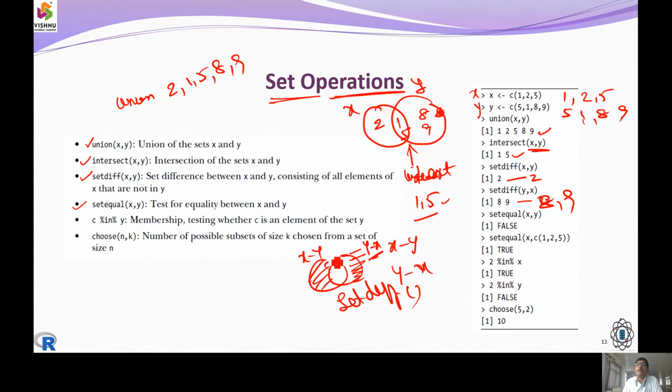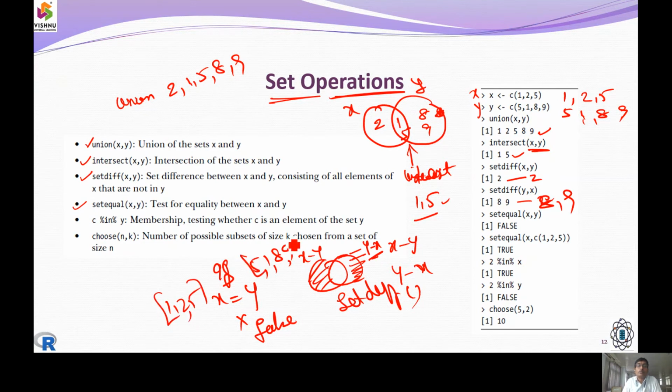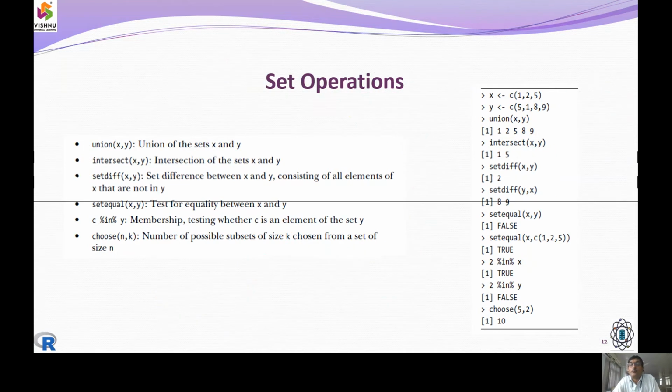And we need to check whether matrix x is equal to y. So it is obviously no, so we call it false. So 1, 2, 5, and here we have 5, 1, 8, 9. So this is set 1, set 2. So set 1 and set 2 are not equal. So we call it a false option here. So in this way, we are going to work with the different set operations.